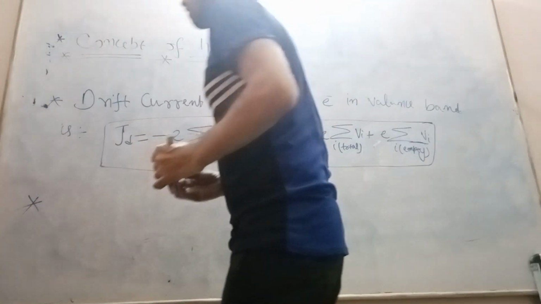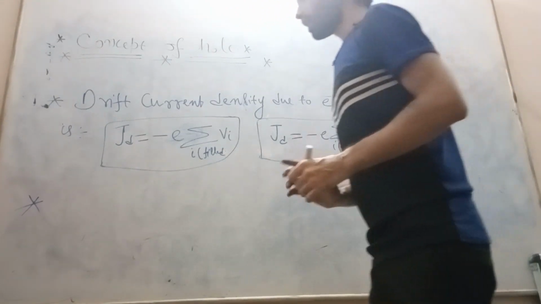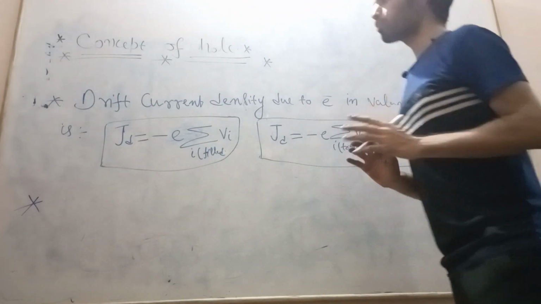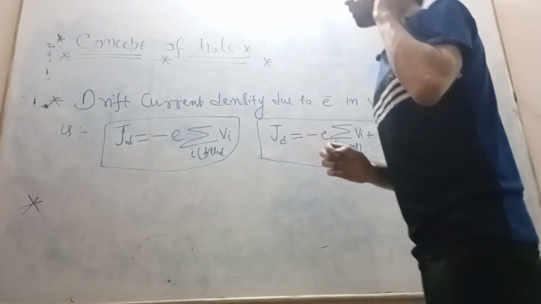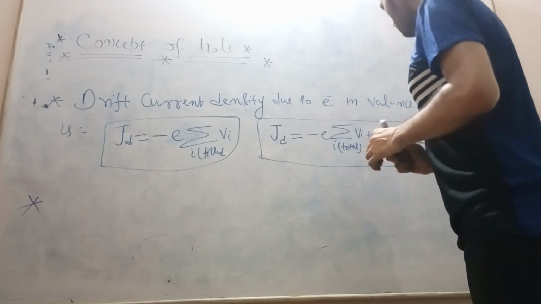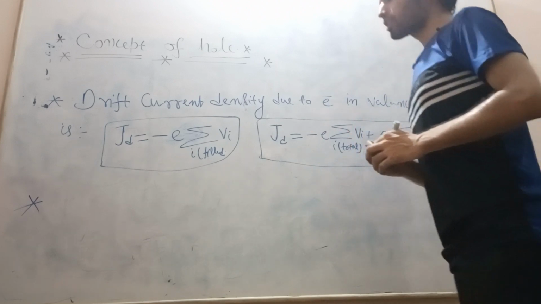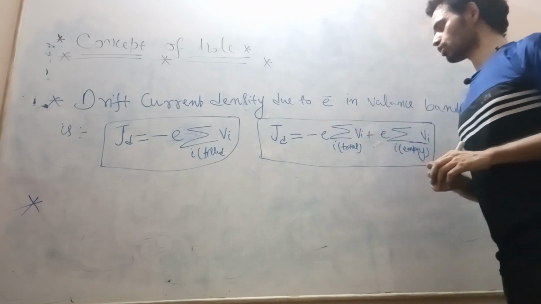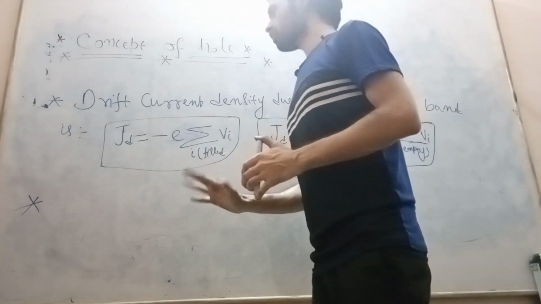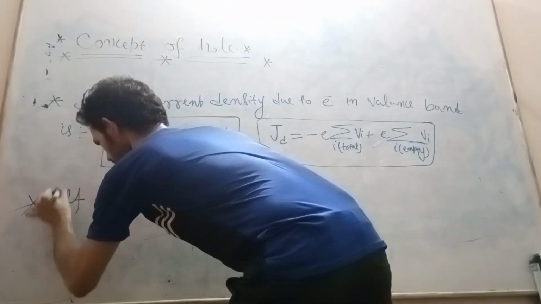Now let us assume that the valence band is completely full of electrons. If the valence band is completely full of electrons, then is there current due to electron? The current due to electron is almost zero, meaning completely zero. So there is no current due to electron if the valence band is completely full of electrons.